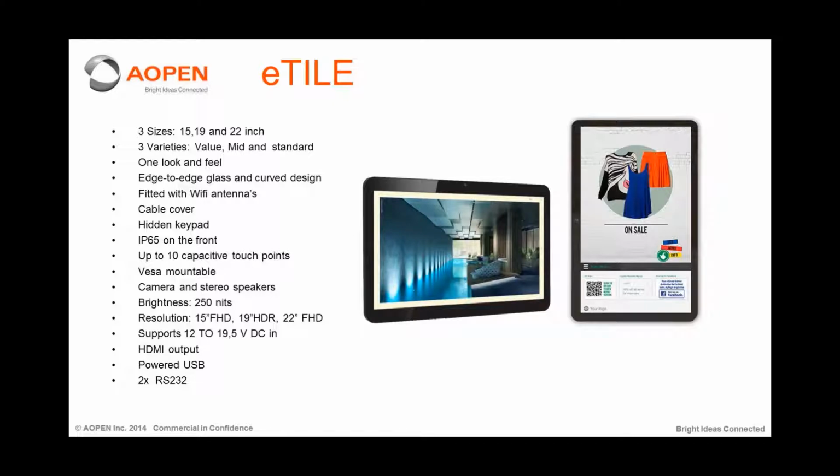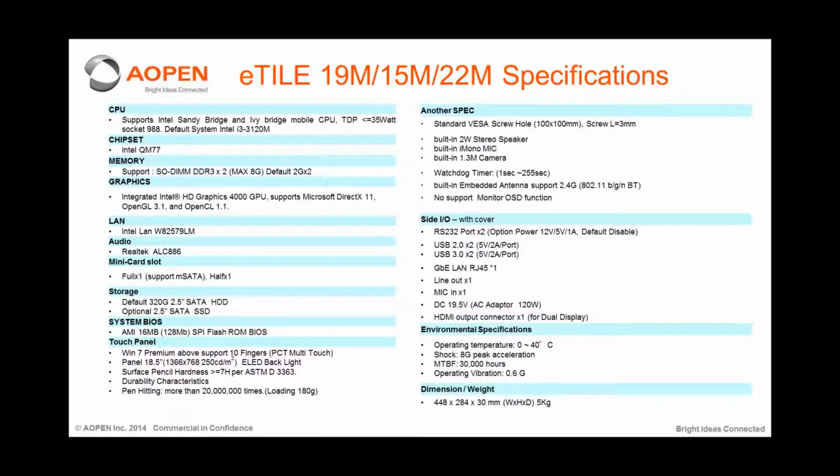Besides these 3 sizes, there are also 3 varieties: the standard eTAL, a value version and a mid-range version. Like I said before, they all have the same look and feel and the basic features mentioned before. The mid version is meant for special projects where camera or speakers are not required or wanted. The value version is based on an ARM CPU with Android. We will go through the specific specifications later on.